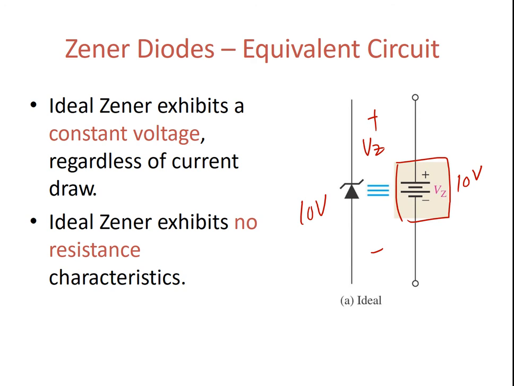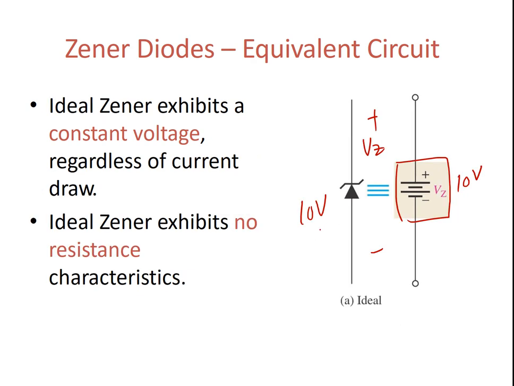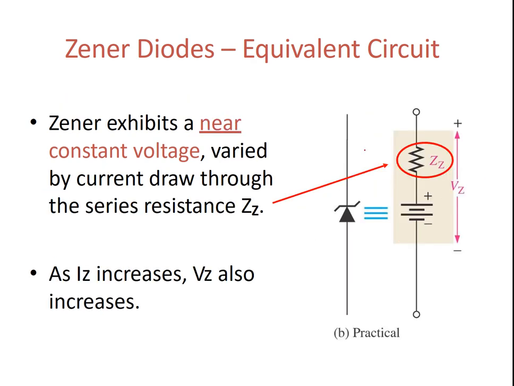If we talk about the waveform characteristics, this is the ideal Zener diode. But in practical diodes, there will be a small series resistance, which we call ZZ, or Zener resistance. So now the total voltage drop VZ will be the constant voltage drop plus the variation due to the internal resistance.